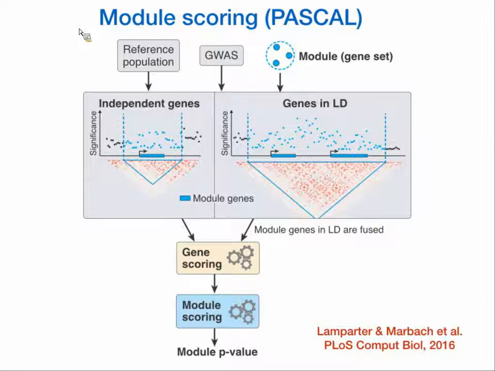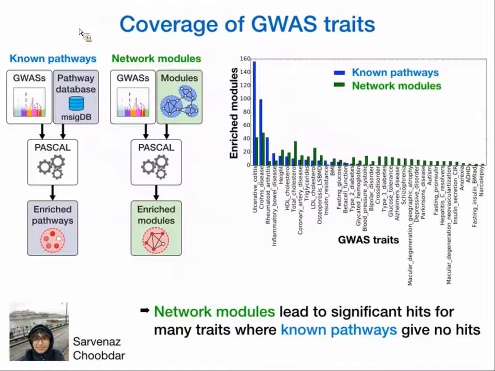Now we compute the gene score for every gene, and neighboring genes we can treat as a single unit. We can merge them, which is important because they're not independent because of the linkage disequilibrium. Many tools ignore this, and then you get inflation of the p-values. So you compute the gene scores or the metagene scores, and then you compute a module enrichment p-value. And now we can compute a score at the level of the module that shows us the association of that module to the trait.